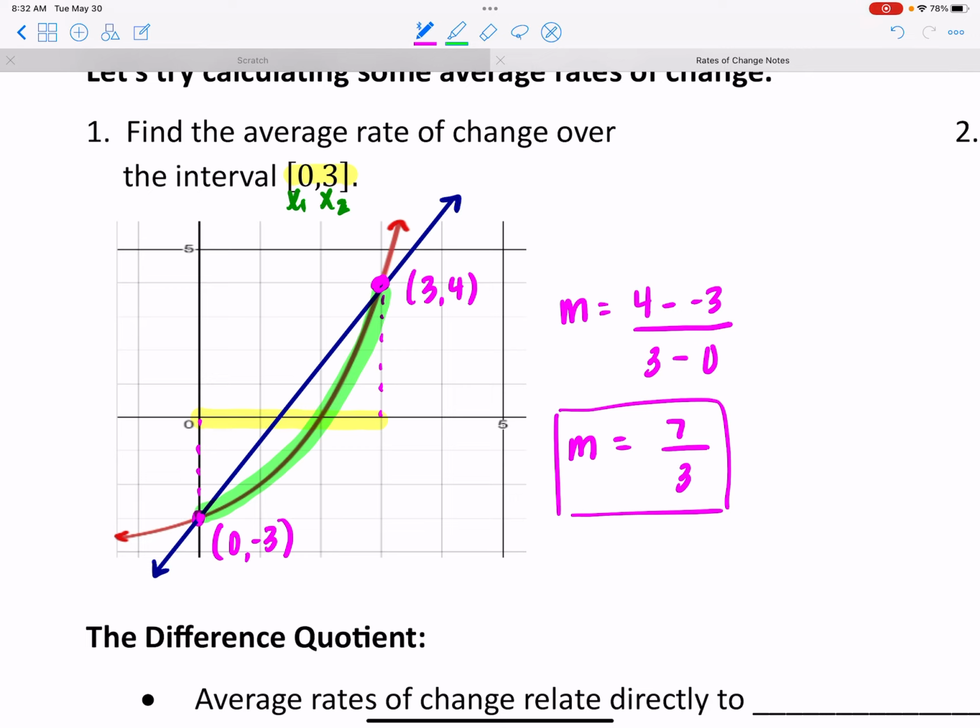Now that positive slope makes sense because that is an increasing portion of the graph, and that's something to keep in mind as you're working.